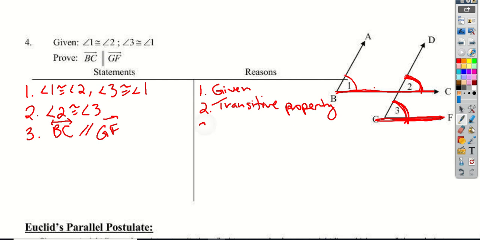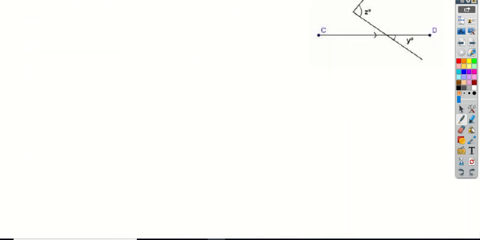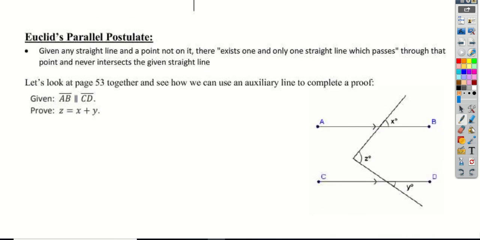Right? All right. And the reason is going to be, what do we know? Angles 2 and 3 are corresponding. So if corresponding angles are congruent, we know then the lines are parallel. And that's it. The last question we're going to do involves what's called Euclid's parallel postulate.